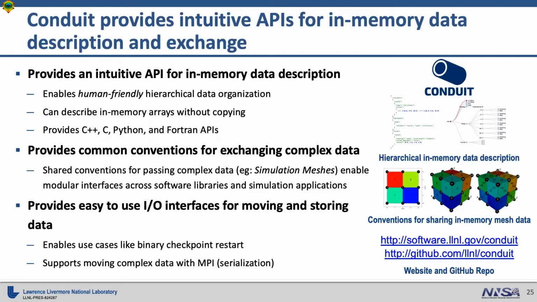Also, we have IO interfaces. Once you've described these trees, it's really easy to move them around, and we use that for lots of different things. Conduit is used not just for visualization tools, but also in simulation codes for binary checkpoint restart, and for shipping things around with MPI.